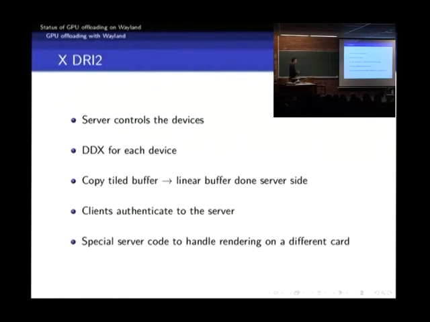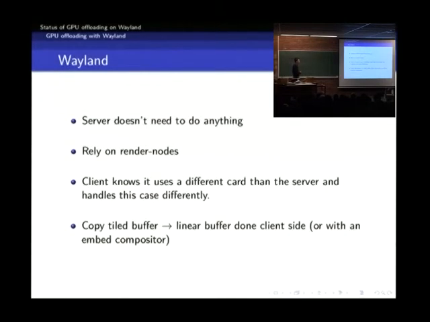Okay, so I will repeat a bit and summarize. For X DRI2, the server controls the devices. It is the master of them. It has special code to handle them, and there is a DDX for each device. The copy from the tiled buffer to the linear buffer is handled in the X server. The client doesn't do anything, and there is special logic for that in the DDX. The clients always authenticate to the server. And obviously, the DDX has special code to handle that.